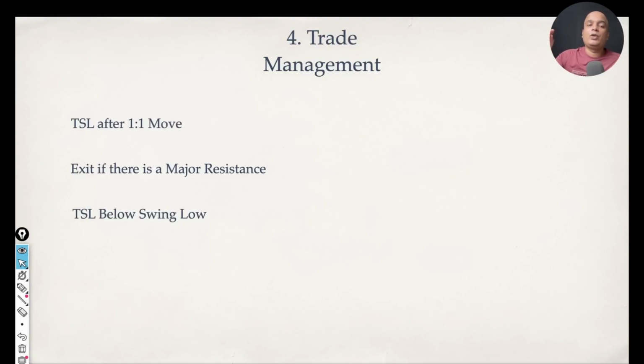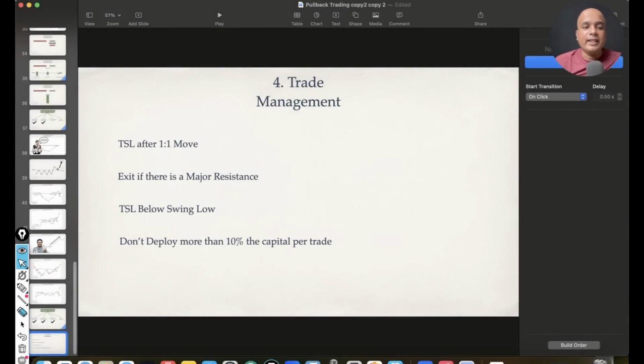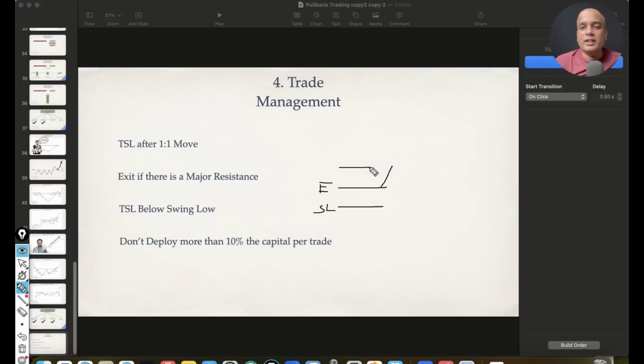You can start doing like this. For example, let's say this is your entry point and this is your initial stop loss. Let's say after the price moved here, this is 1:1, assume this is 1:1, then you should move your initial stop loss to here, the entry point.